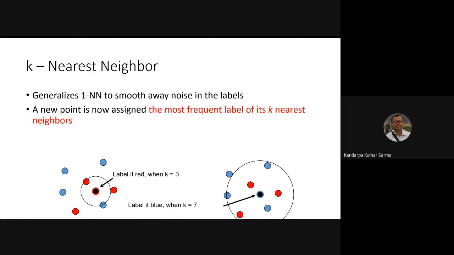So how to build up now the k nearest neighbor? It will try to generalize the one nearest neighbor form to smooth off the noise in the labels. A new point is now given the most frequent label of its k nearest neighbors. So we can see here this is labeled red when k is 3, so the number of neighbors shall be 3: 1, 2, 3. Then label it blue when k is 7. So you have 1, 2, 3, 4, 5, 6, 7, a seven nearest neighbor situation building up.